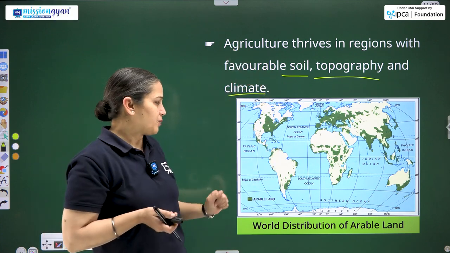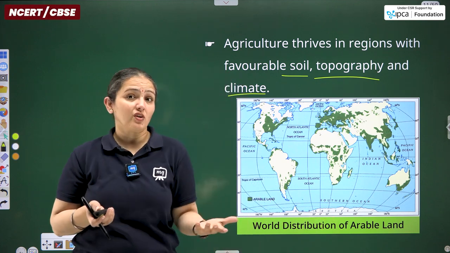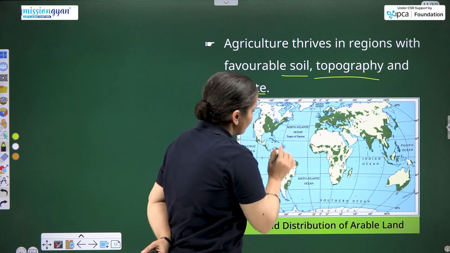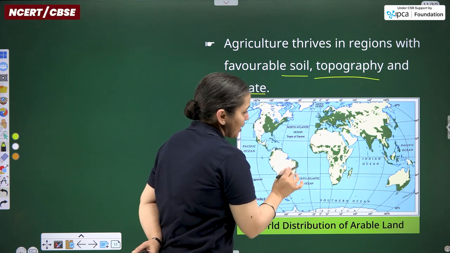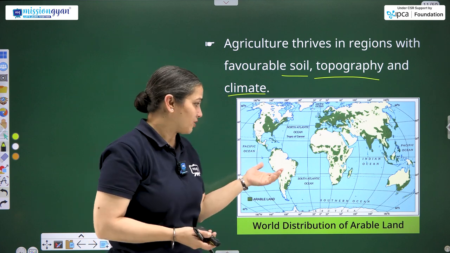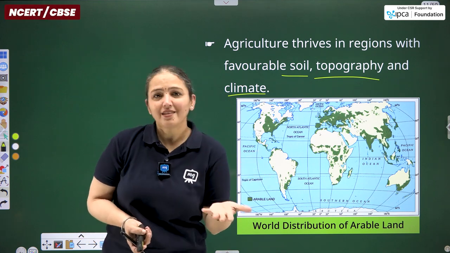And this is the world map. Over here you can see the world distribution of arable land. It means where agriculture can be done. So all over the map, just look for this shaded green region. I'm not talking about this yellow part, because this yellow part is not the land that can be cultivated, at least with easy efforts.